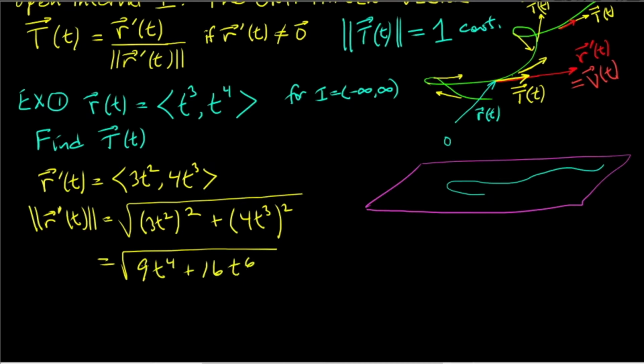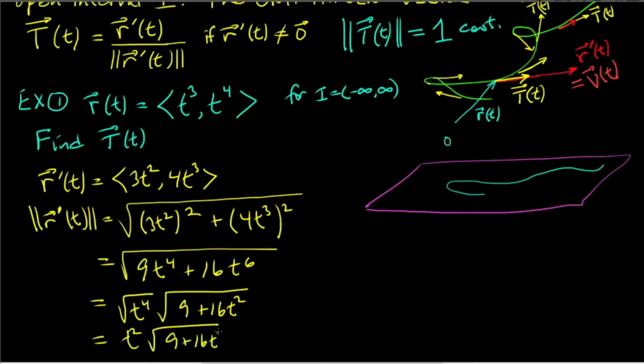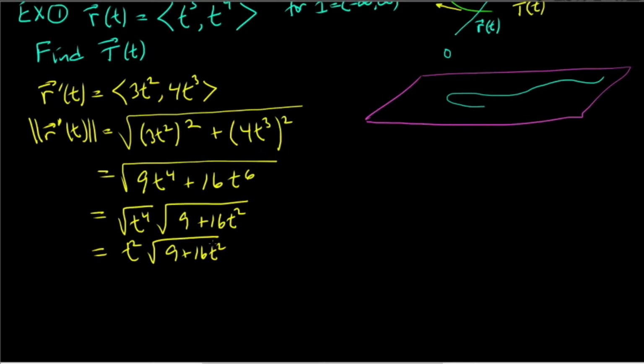So there's nothing I can do with the 9 and 16, but the t to the 4th is a common factor, right? So I can factor out the square root of t to the 4th, leaving you with just the square root of 9 plus 16t squared. And the square root of t to the 4th is just t squared. So let me pull that down a little. So there we go. So that's the magnitude, that's the denominator.